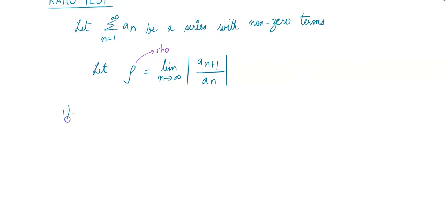So here are the conditions. If 0 is less than or equal to rho, less than 1, meaning if that limit value is between 0 and 1, 0 included, 1 not included, then summation a_n converges absolutely.